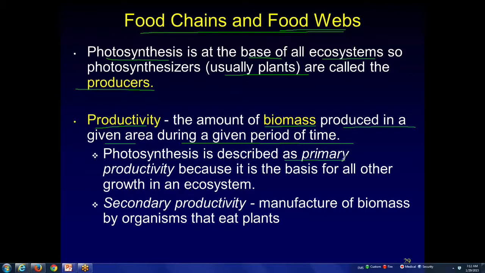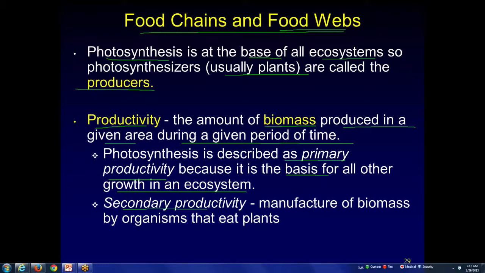Photosynthesis is described as primary productivity because it's the very basis for all the other growth in the ecosystem. It's the first growth. In fact, it's not only the basis, but it's the first. So the first things that are going to grow in an ecosystem are your plants, your algae, and then all the others will then begin to feed on those plants and algae, and then they'll eventually grow too.